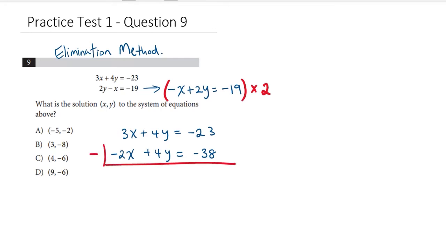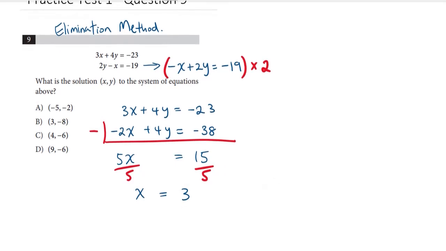So subtracting, 3x minus negative 2x will be just adding these two terms, so that will be 5x, and the y term will be 0, gone. And negative 23 minus negative 38, so that will be negative 23 plus 38, which is positive 15. Divide both sides by 5, and that will give us the x value as 3.